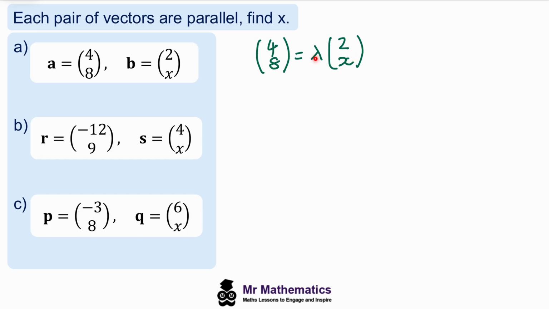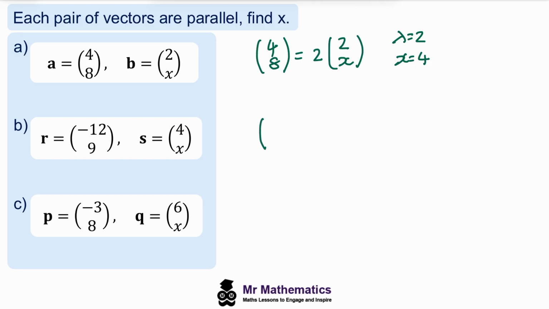And we can see that lambda must be 2, because 2 times the 2 would give us 4. And if lambda is 2, then we can see that the x must be 4, because this 8 has to equal 2x. So x must equal 4. We'll try question B.